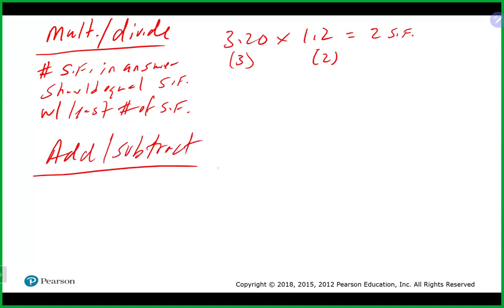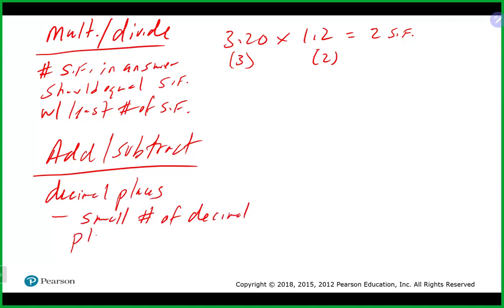And when we add or subtract, we're actually looking at decimal places. It is the smallest number of decimal places that tells you how many decimal places your answer should have, not significant figures. That's very often confused by people when they add or subtract. They still think it's got to be significant figures, but it is decimal places, not significant figures.